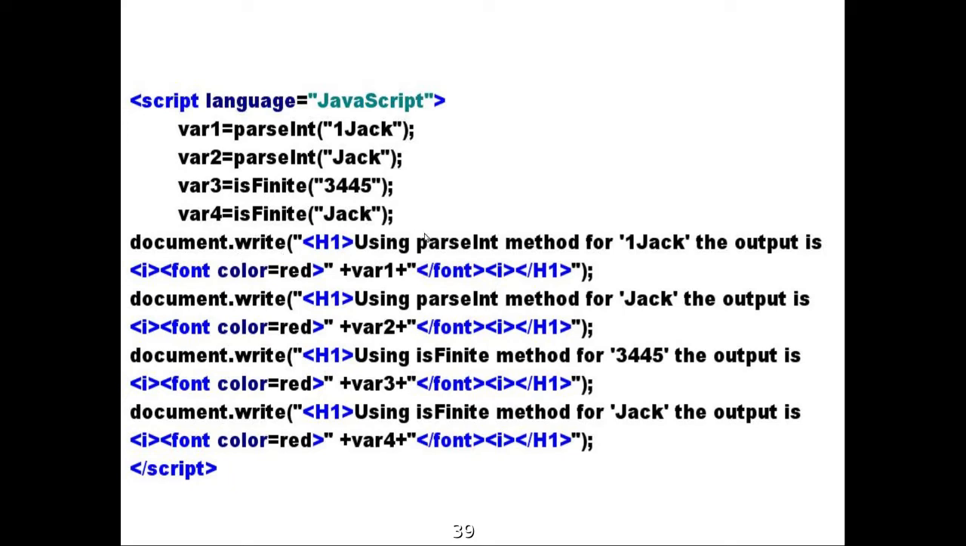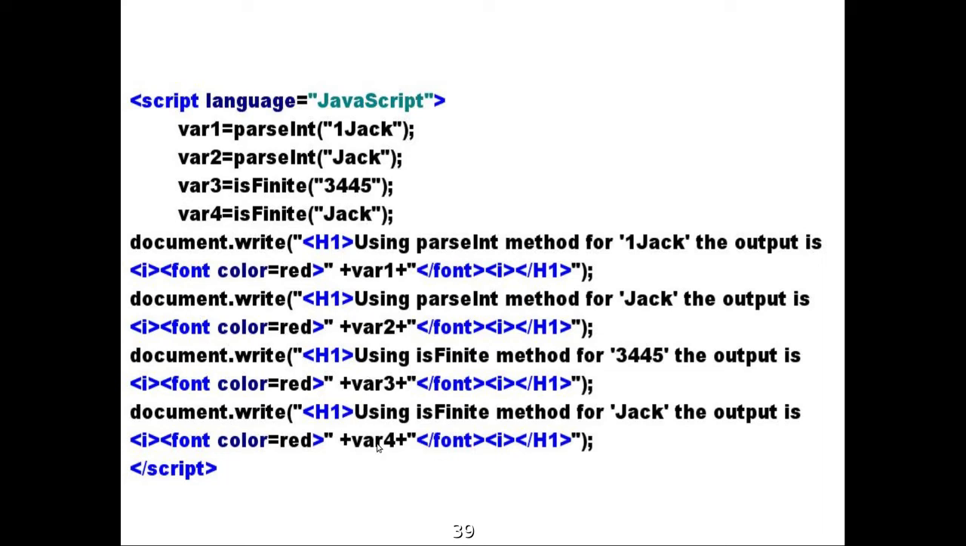Document write using the percent method, one jack, for the output is. So I am trying to understand how parseInt will work with one jack. Similarly, parseInt for just jack, which means var2. I'm checking with var1 here. I'm checking with var2 here. You can understand all this clearly by seeing the screen right now. And then I'm going to check the isFinite method for 3445.